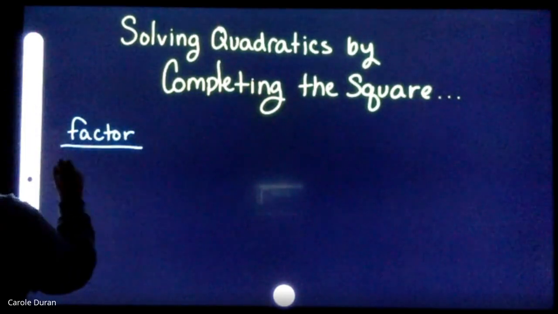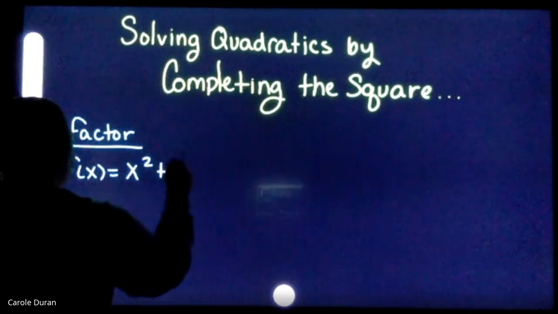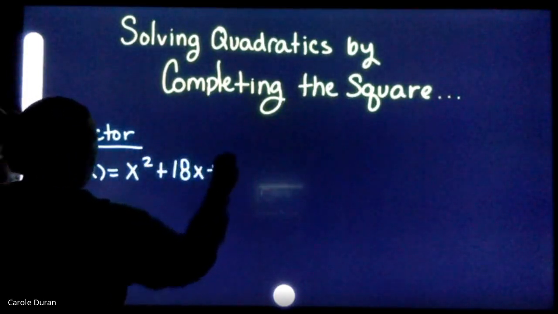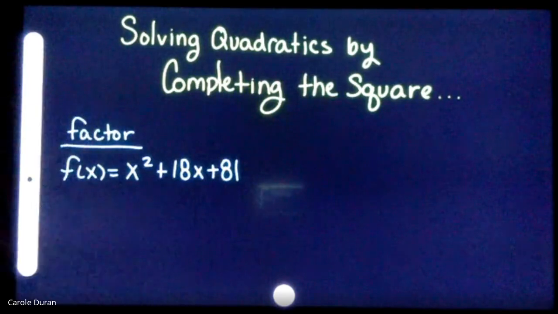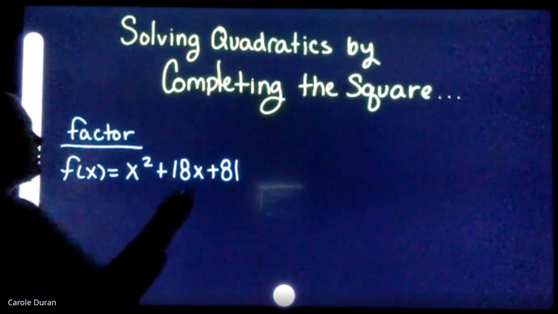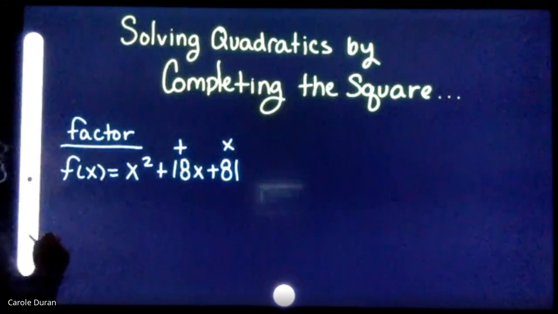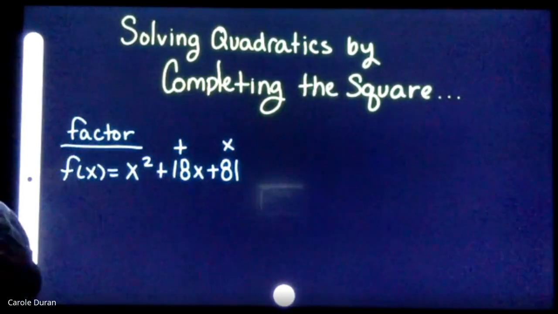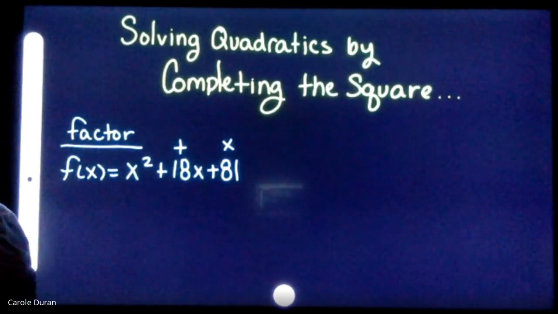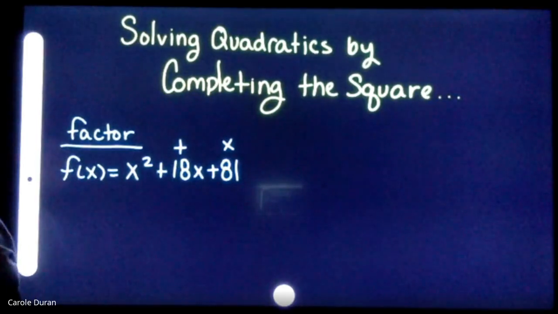The first one I'd like to do is f of x equals x squared plus 18x plus 81. When I factor this, I'm looking for two numbers that multiply together to get the third number and add together to get the middle number. What two numbers is it going to be? Anybody? 9 and 9.